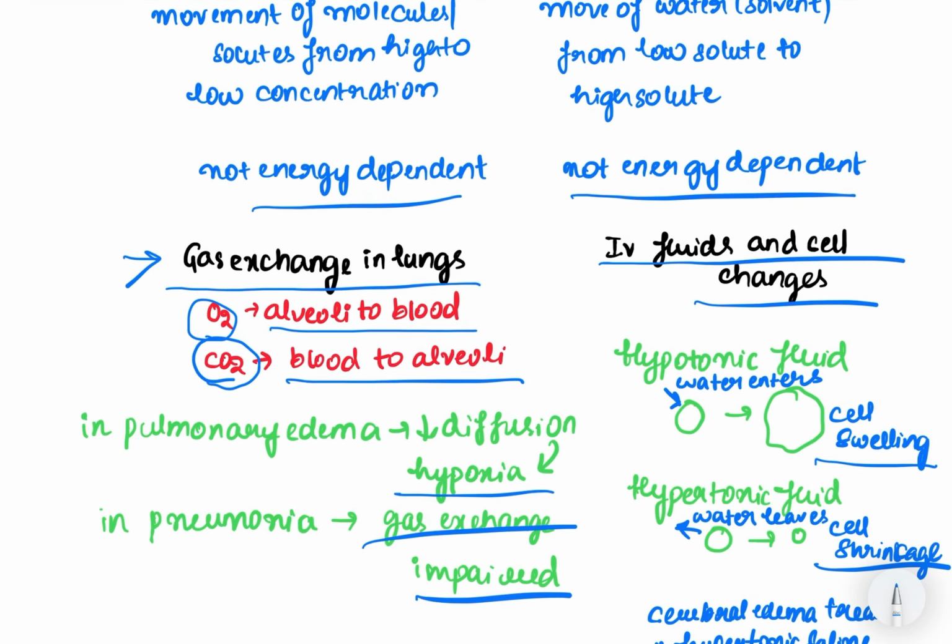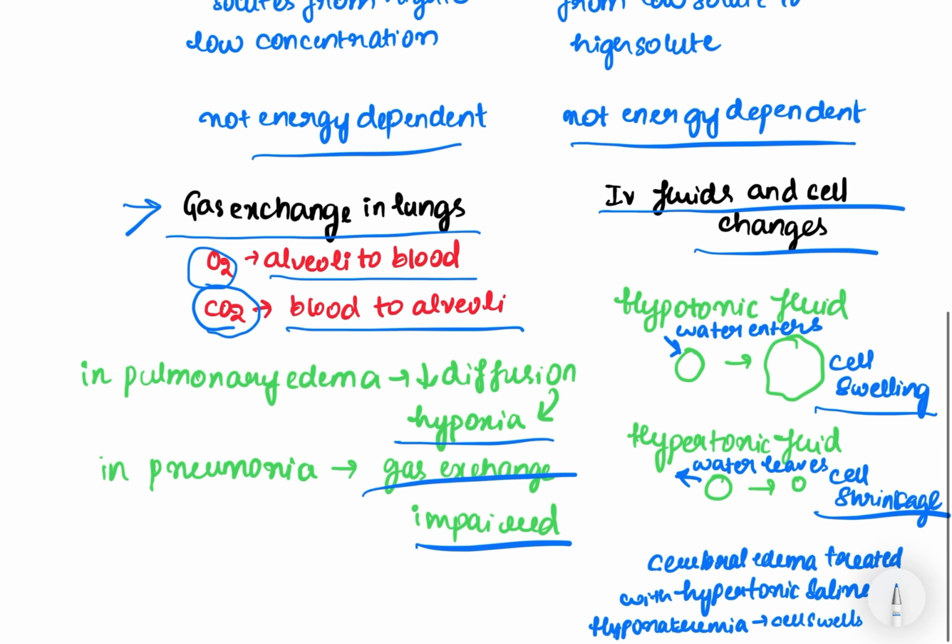So how this is important is in cerebral edema. When there is an edema in the brain, we will treat with hypertonic saline. Because of this, the water will leave the cerebral tissue, that is the brain, and enter the hypertonic saline because the water moves from low solute concentration to high solute concentration. So there will be resolution of the edema.